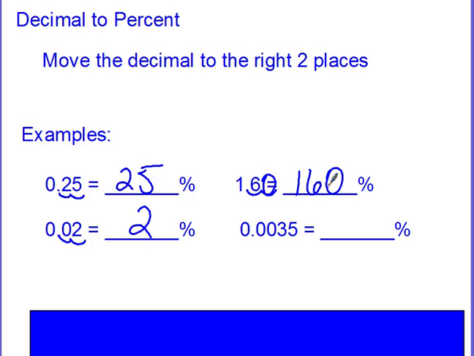Okay, now this one, 0.0035. Well, when I move this decimal over 2 places, I end up with 0.35%. And yes, you can have percentages that are less than 1%. This is a very small amount. But yes, you can have those particular numbers.